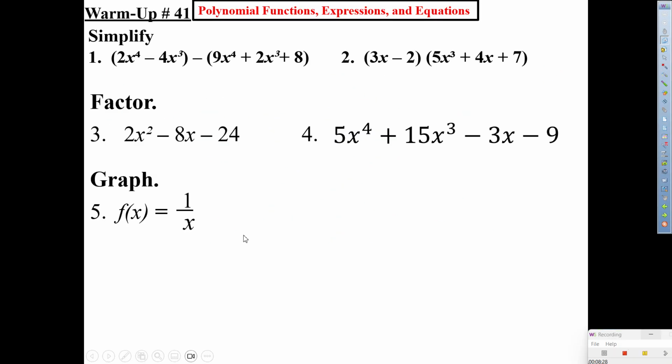And last but not least, the graphs. Show your neighbor your graphs. See what they look like. Once again, I'm not going to go over this one just for the sake of time. I want us to get to some practice problems. All right.